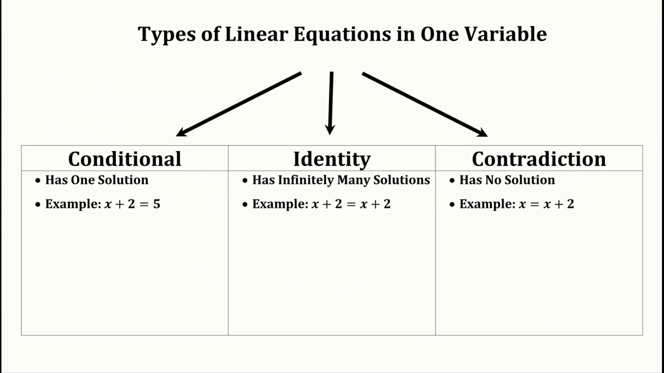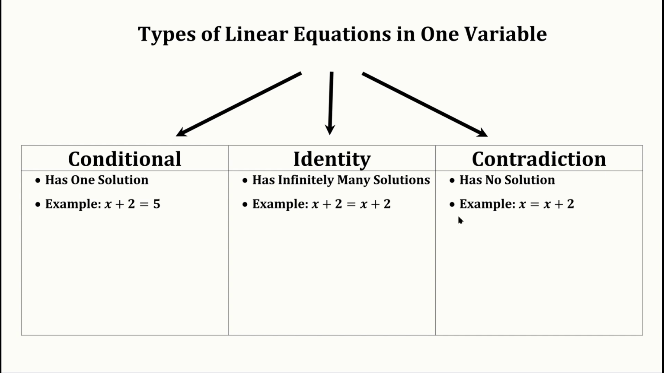All right, next we want to talk about the types of linear equations in one variable. They basically fall into three categories. One, we have the conditionals, which basically have only one solution. Then we have the identities, which have infinitely many solutions. And we have contradictions, which have no solutions. Remember, just because somebody gives you an equation like this, it doesn't mean you're always going to be able to find the solution. We'll find out in a second why.